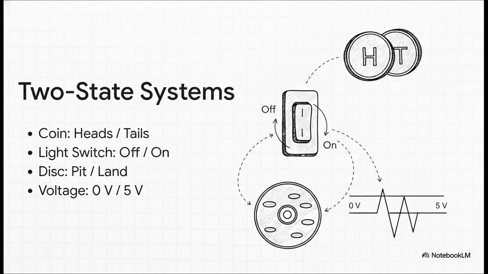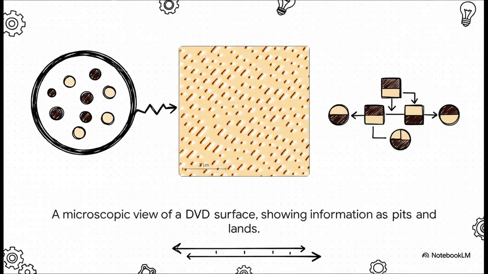A light switch, it's either off or on. A computer circuit, it's either a low voltage or a high voltage. Even the surface of a DVD stores information as either a tiny microscopic pit or a flat area called a land. Every single one of these is just a different version of our two-sided coin. And check this out. This is what that actually looks like. This isn't a drawing. It's a real microscopic image of a DVD surface. Each of those little trenches is a pit representing one state, and the flat parts are lands representing the other. This is physical information storage in its rawest, most beautiful form.